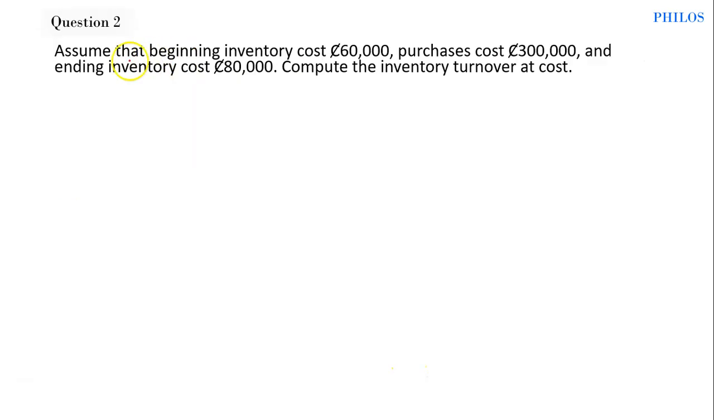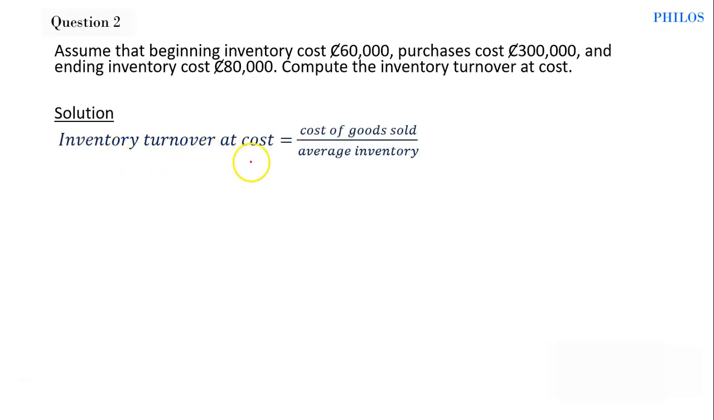Question 2 says, assume that beginning inventory cost 60,000 cedis, purchases cost 300,000 cedis, and ending inventory cost 80,000 cedis. Compute the inventory turnover at cost. So to solve this, let's recall the formula for inventory turnover at cost. The formula for inventory turnover at cost is cost of goods sold divided by average inventory, isn't it? But we do not know the cost of goods sold. So let's find the cost of goods sold.